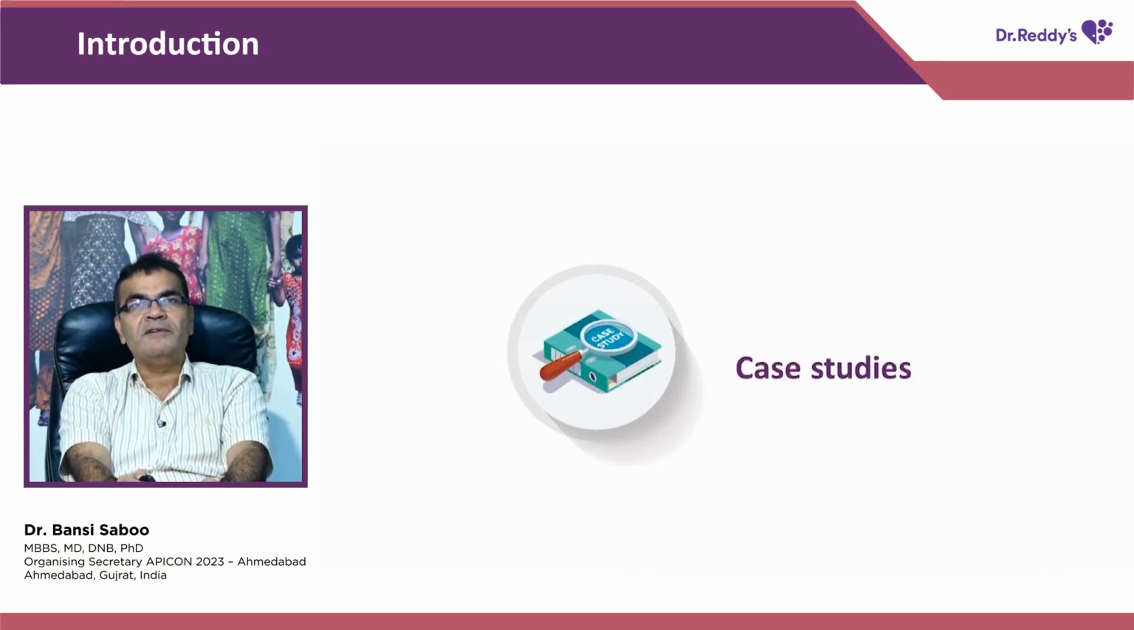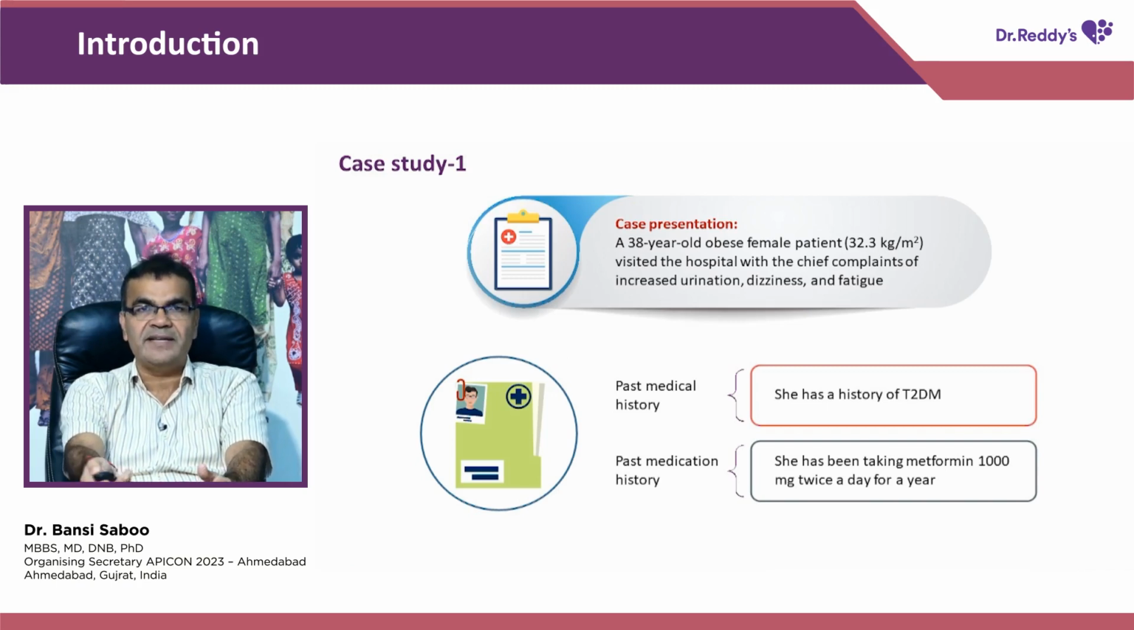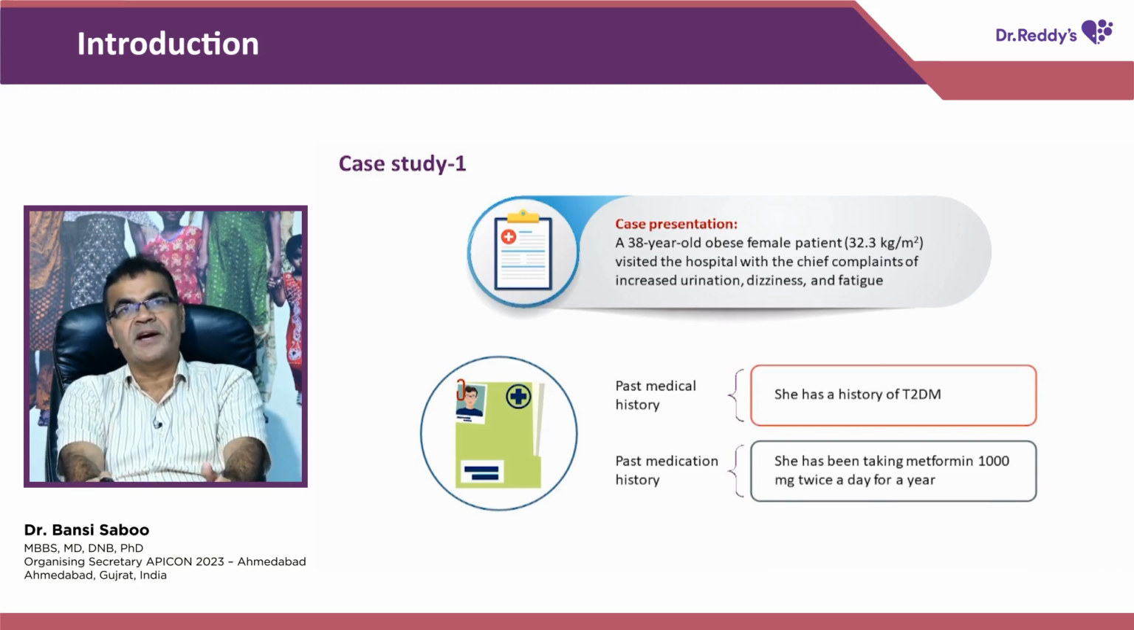Now, let me talk about a case study, because I think I will be able to explain much better what type of patients you would like to put on this triple drug combination. Let me start with a garden variety type 2 diabetic patient coming to your clinic. A 38-year-old obese female visited the hospital with the chief complaints of increased urination, dizziness and fatigue. These are typical symptoms of uncontrolled diabetes, with a past history of type 2 diabetes.